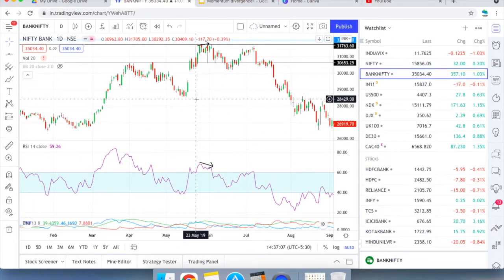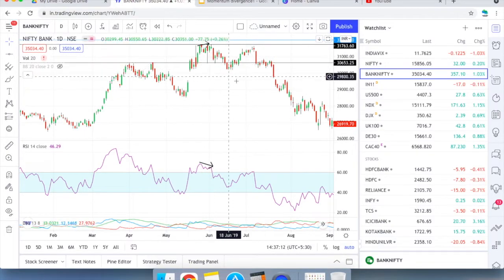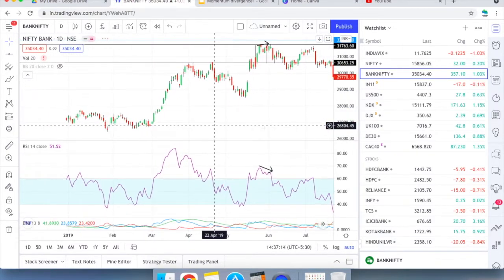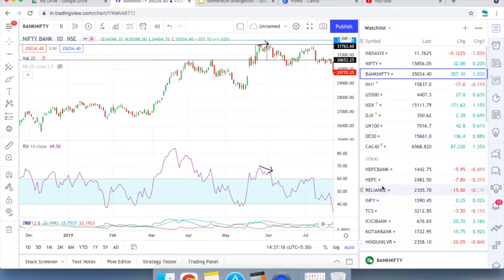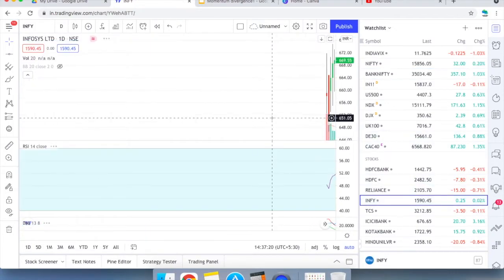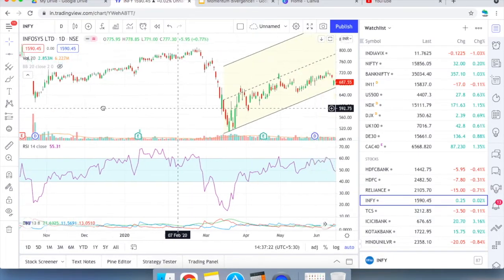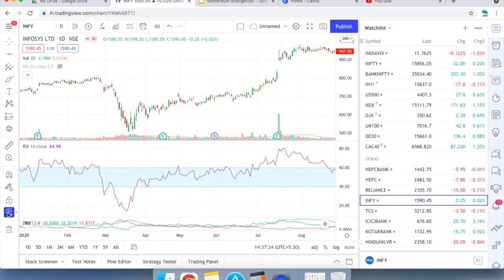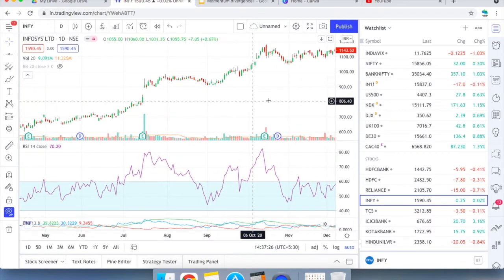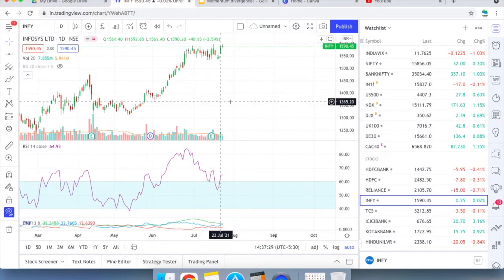So how many bars is this? 1, 2, 3, 4, 5 bar divergence. It's a very good divergence and it met the target. Similarly, I can take any stock. I'm just taking Infosys stock and let's see if I can find something on it. Right, so I'm just hovering.